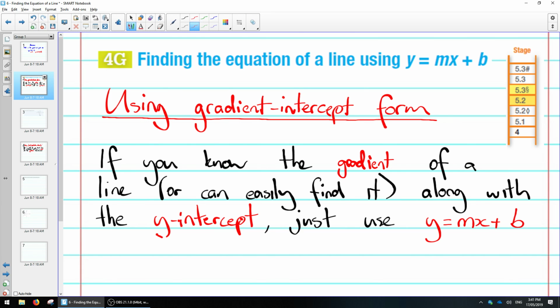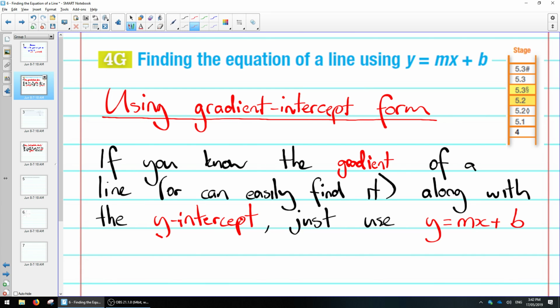So as we see here, if you know the gradient of a line, or you can easily find it, the question might not say the gradient is 2. It might give you 2 points, or it might give you a line, and you've got to find the gradient of it. And once you've found the gradient, along with the y-intercept, you just put that as a constant in your equation. So whatever the gradient was, you put it in front of the x, and whatever the y-intercept was, that's the constant after it. There you go.